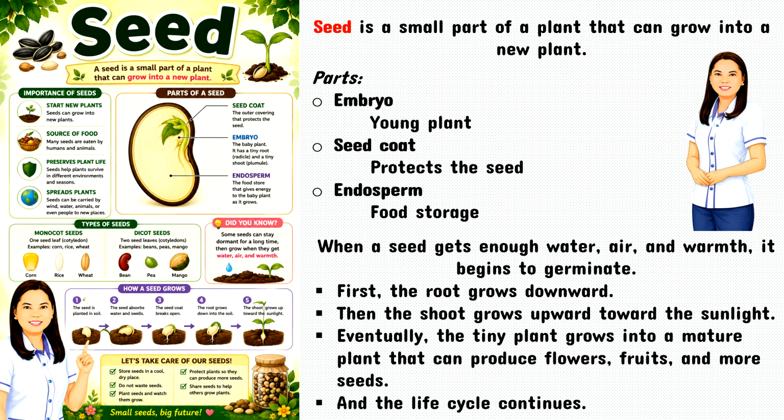First, the root grows downward. Then, the shoot grows upward toward the sunlight. Eventually, the tiny plant grows into a mature plant that can produce flowers, fruits, and more seeds. And the life cycle continues.